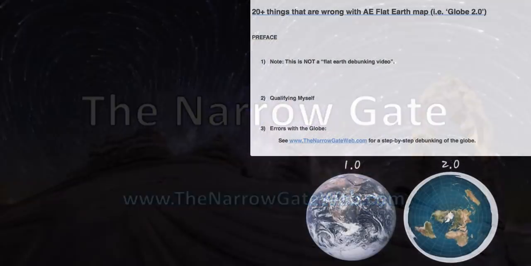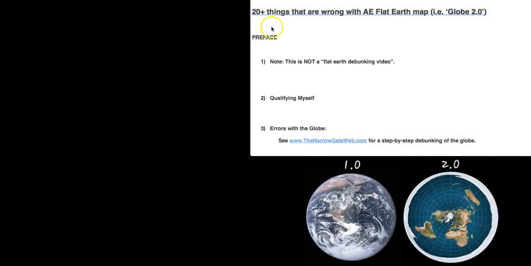So in this video I'm going to look at 20 plus things that are wrong with the azimuthal equidistant flat earth map. That's this map here, which I like to refer to as Globe 2.0.